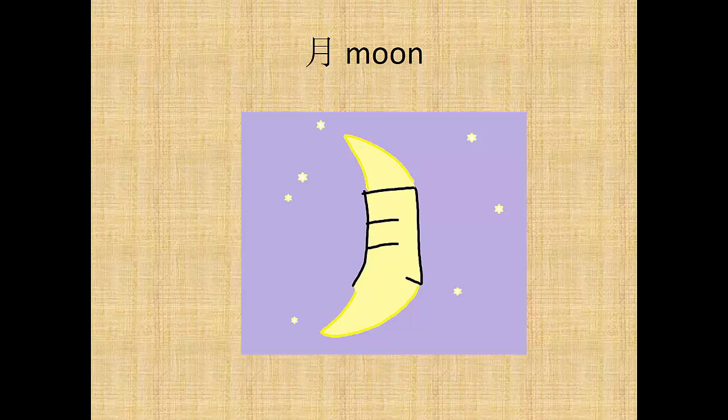The last radical in this packet is the moon radical. It represents a crescent moon.